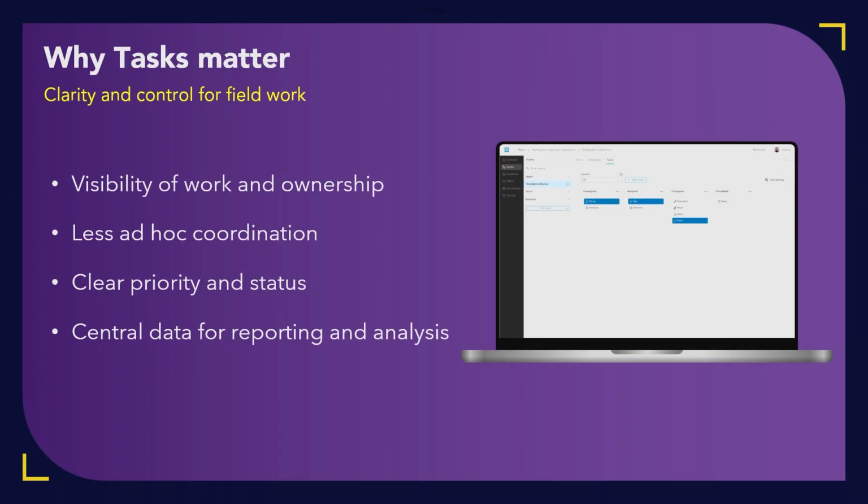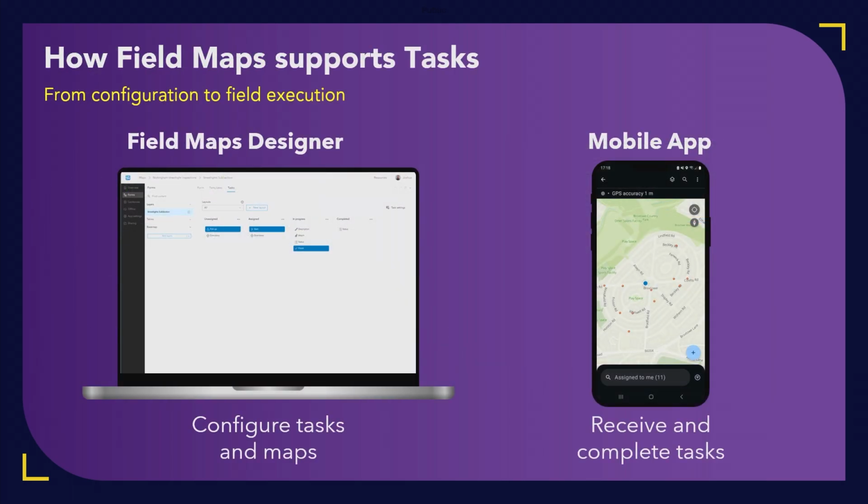So let's have a look at why tasks matter. The biggest benefit of all is clarity. Everyone can see what work exists, who owns it, and what state it's in, without us chasing emails or phone calls. Because priority and status are built in, the task becomes a single source of truth. And because tasks are just feature layers, that same data feeds reporting, dashboards, and any further analysis back in the office. So how does Field Maps support tasks? We have two pieces: the Field Maps Designer and the mobile app. What you configure in the designer is exactly what the field worker will see in the map itself.